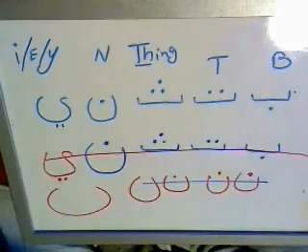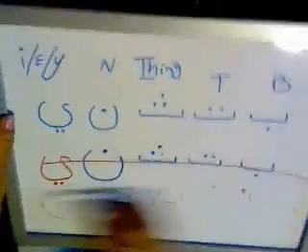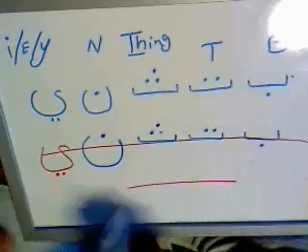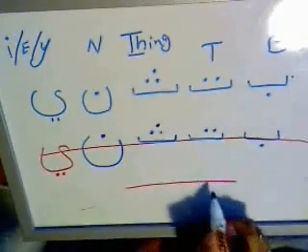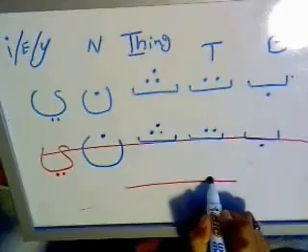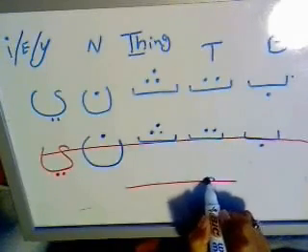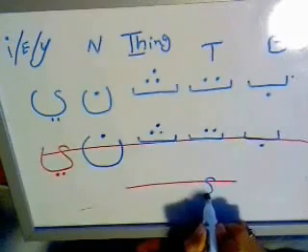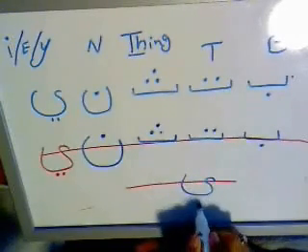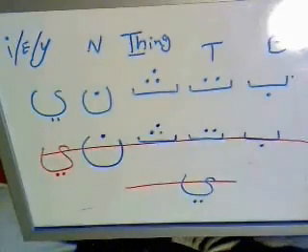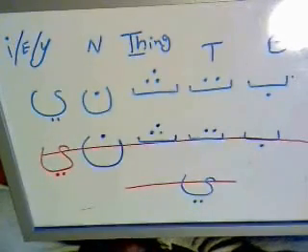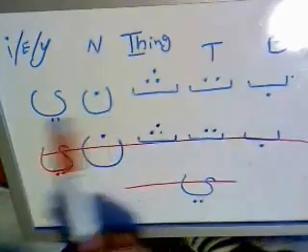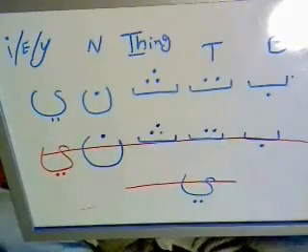I will try to repeat the ya because it's not so easy as the others. Okay, so this is the line. I have to make a small curve like this. Then I go down, I turn up, and I put the legs. Okay, these are the 5 letters of today: ba, ta, tha, noon, and ya.